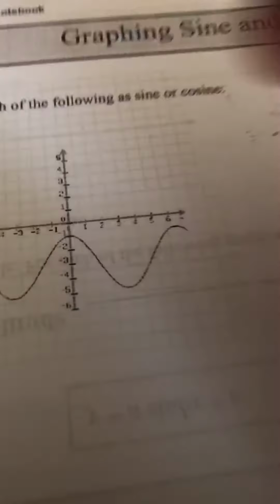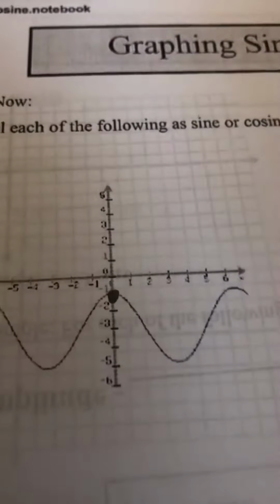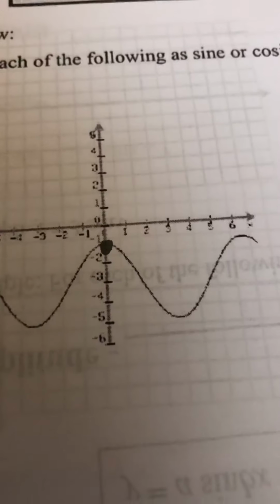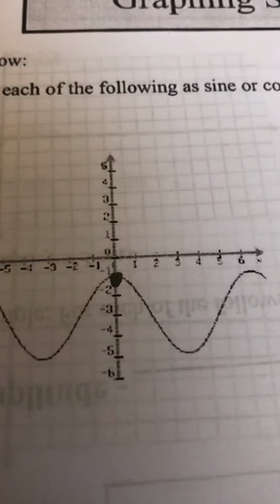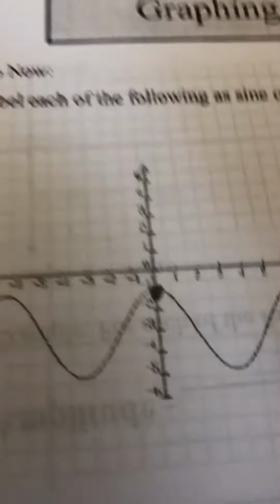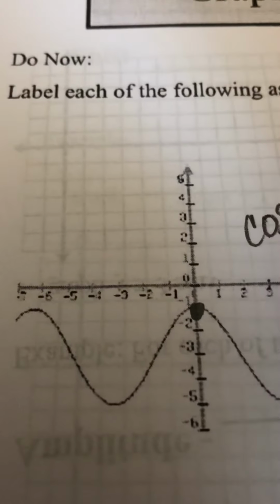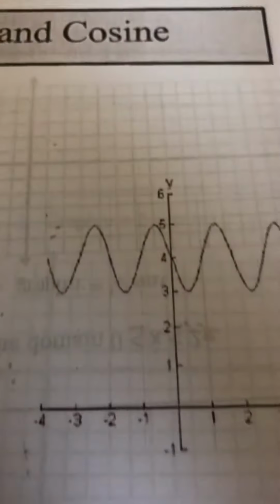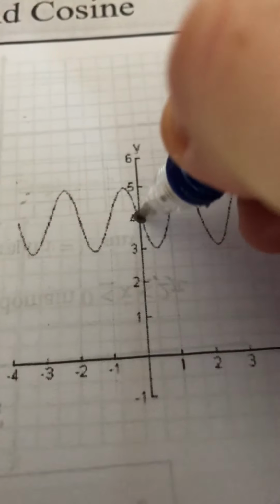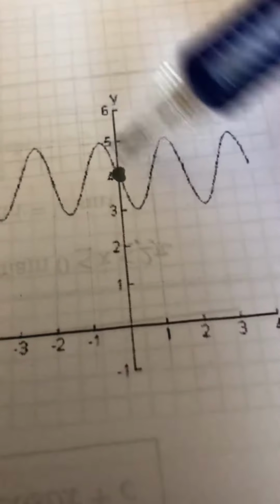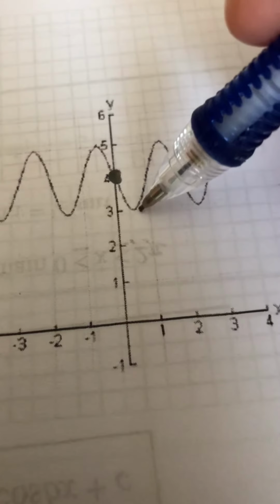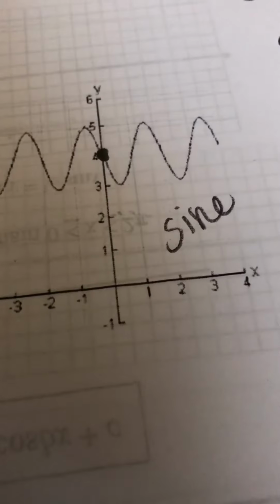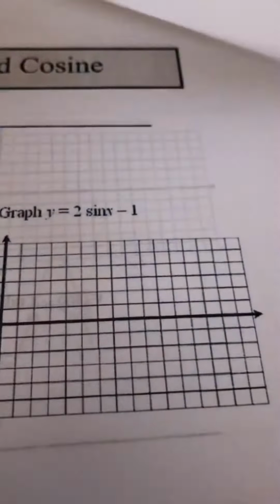So if we look at this graph and we go to our y-intercept, that y-intercept is a maximum point. So if the y-intercept is a max or a min, then it's cosine, so this graph is a cosine graph. Do we know the exact equation? Not yet, but we're going to learn that. If we look at this graph and we go to the y-intercept where the graph hits the y-axis, it hits it in the middle. It's not at its high point, it's not at its low point. That means this is a sine graph. Do we know the exact equation? Not yet, but we'll get there.